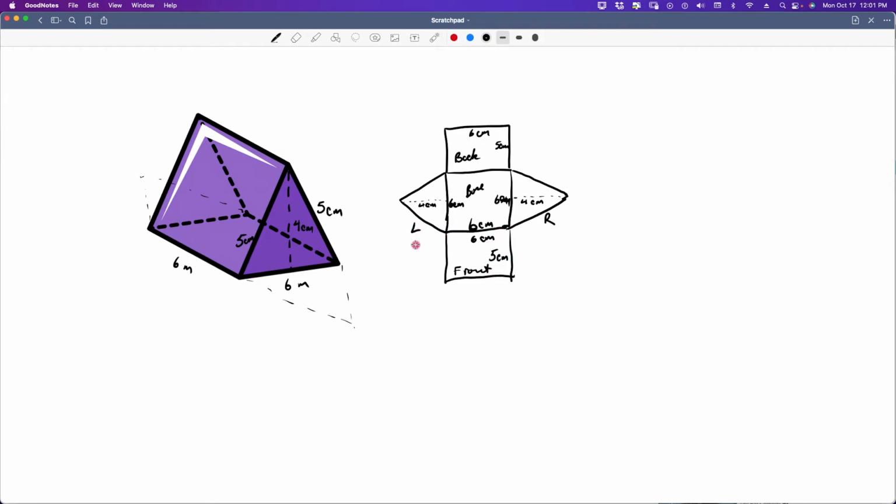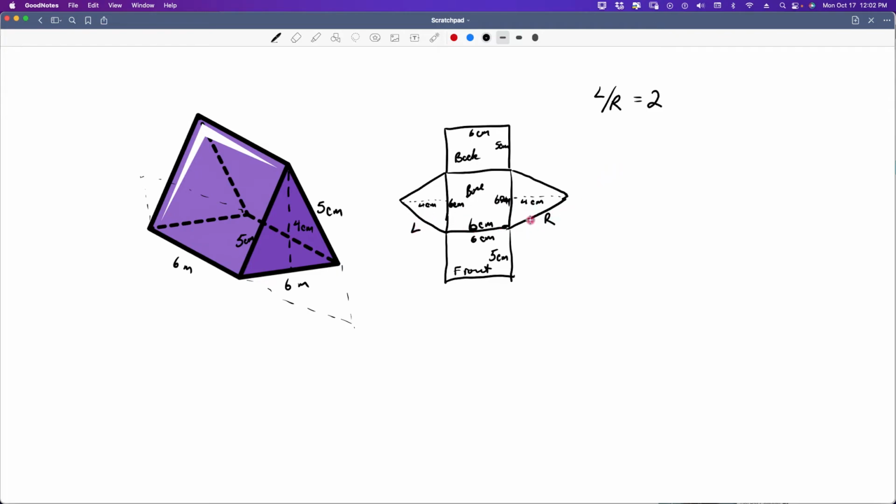This is my left. And I have to decide whether there are any things that I can duplicate in here. Are there any things that are exactly alike? Well, yes, my left is equal to my right. So my left and my right are the same. So I can say 2 times whatever that dimension is.